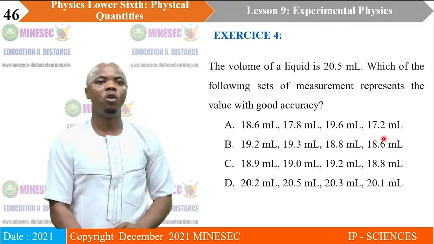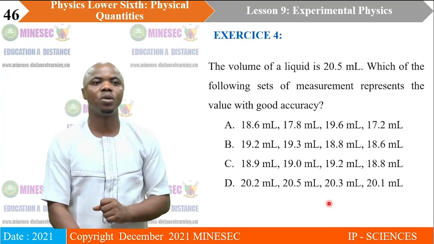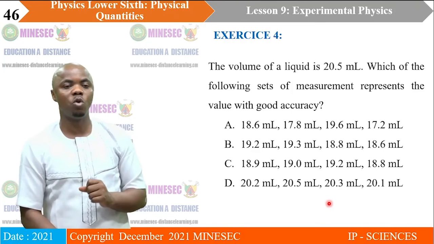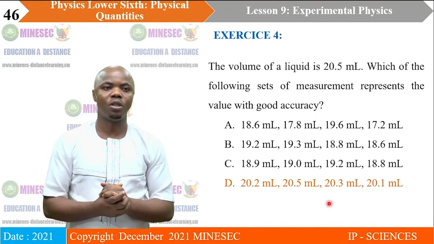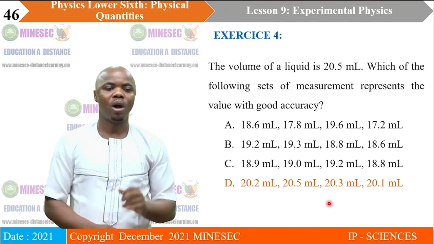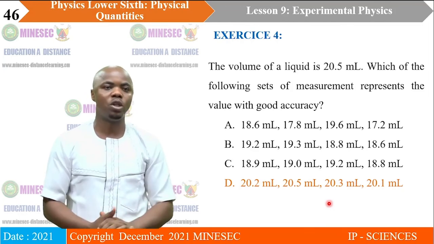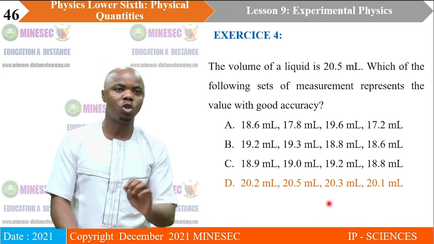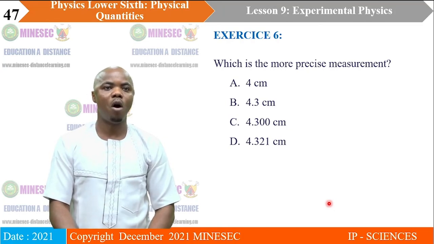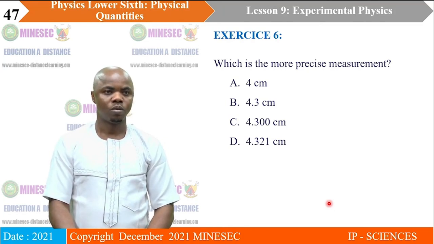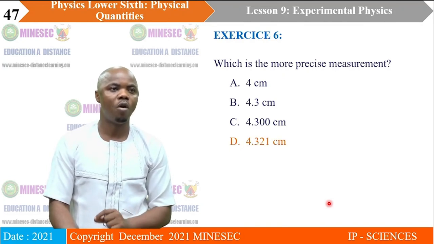Exercise 4. The volume of a liquid is 25.5 milliliters. Which of the following sets of measurements represents the value with good precision, good accuracy? Good accuracy. What do we have? D. What is good accuracy? We have 20.2, 20.5, 20.3, 20.1. All of them around 20.5. So this is close to the true value. So it's good accuracy. Exercise 6. Which is more precise measurement? D. That's more significant figures. So D is more precise.